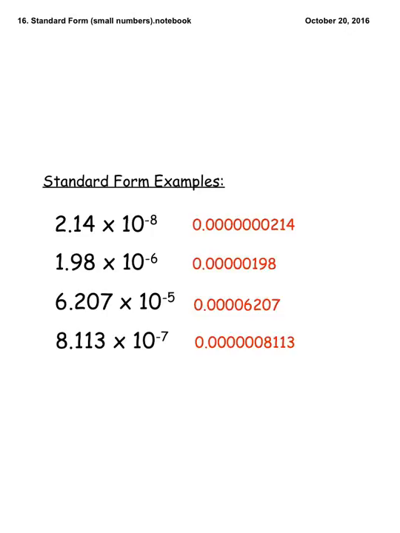So your answers should be 2.14 times 10 to the negative 8 is 8 zeros followed by 214. 1.98 times 10 to the negative 6 is 6 zeros followed by 198. 6.207 times 10 to the negative 5 is 5 zeros followed by 6207. And 8.113 times 10 to the negative 7 is 8 zeros followed by 8113.